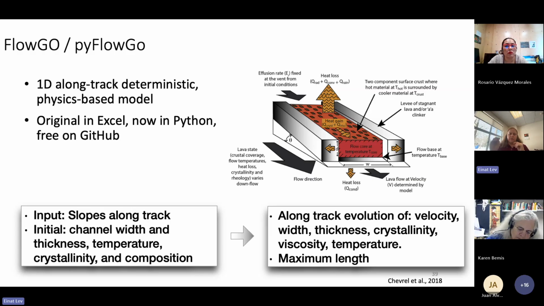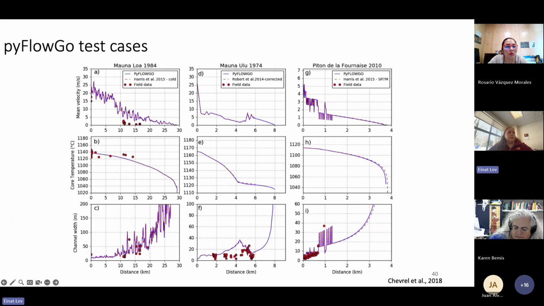And then there's a criteria for stop, which is when the velocity becomes too small, like 10 to the minus 6 or something, like I said, stopping criteria. Here are some examples of the outputs from Flogo for 3 different eruptions. It gives distance and then the overall width, the core temperature, and the mean velocity as it progresses.